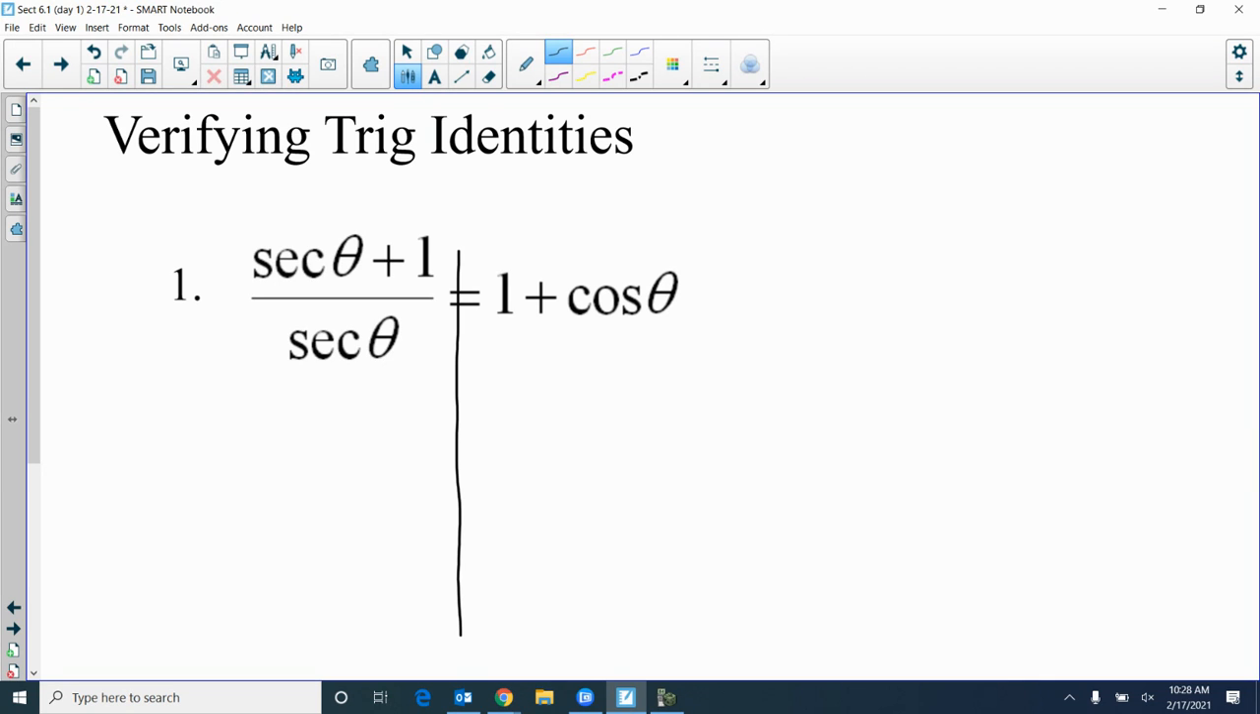Okay, so you cannot subtract cosine of theta on both sides. We don't know whether this is true. We're trying to verify it. So it is not solving an equation.